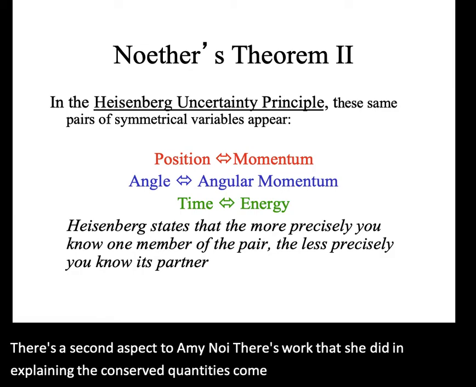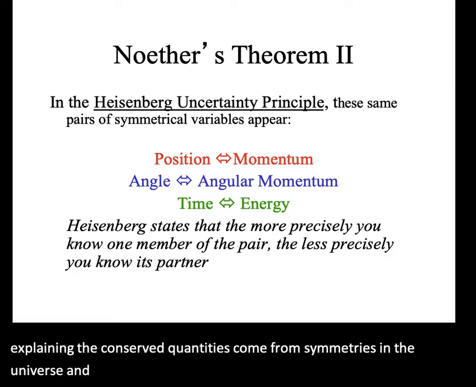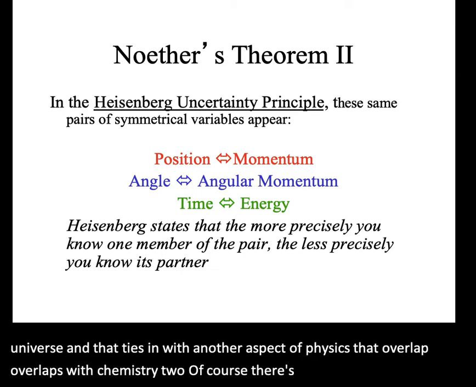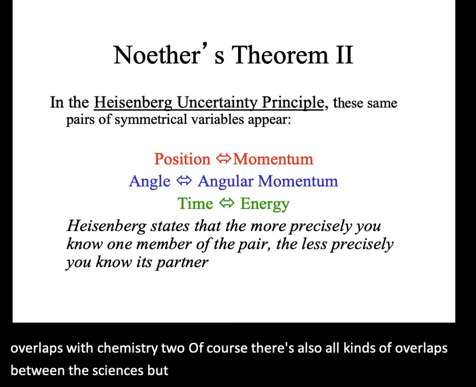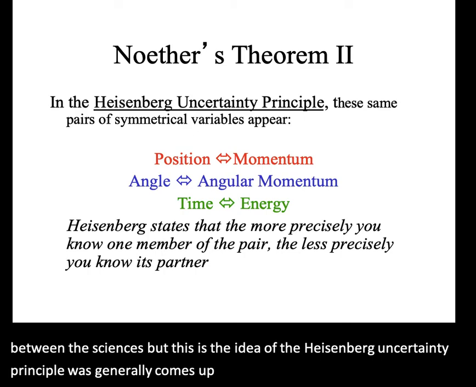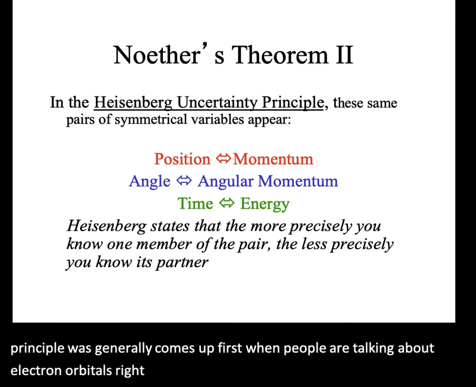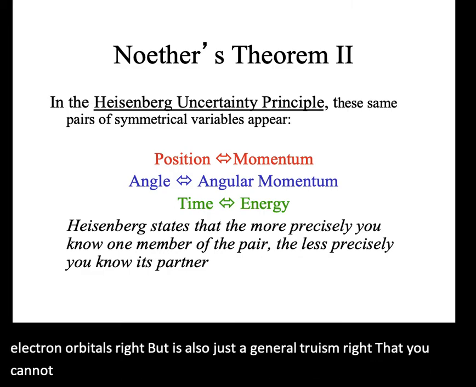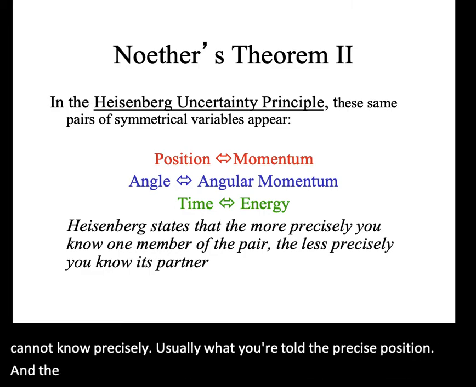symmetries in the universe. And that ties in with another aspect of physics that overlaps with chemistry too. Of course, there's also all kinds of overlaps between the sciences. But this is the idea of the Heisenberg uncertainty principle, which generally comes up first when people are talking about electron orbitals, right? But it is also just a general truism, right? That you cannot know precisely, usually what you're told, the precise position and the precise velocity at the same time. It's a little bit more complicated than that, but that's the basic idea.